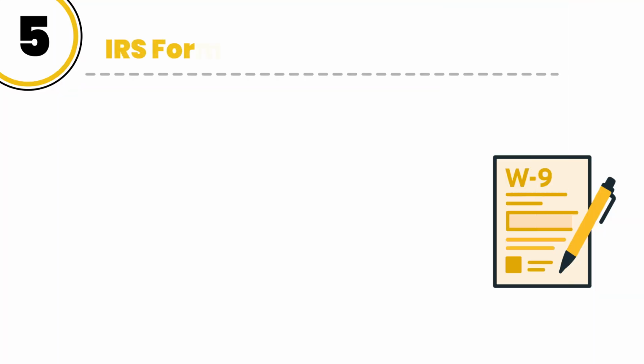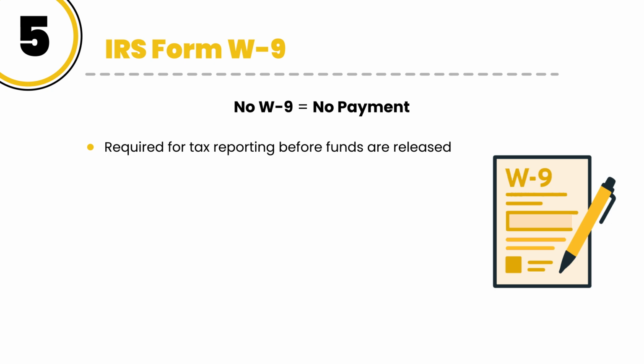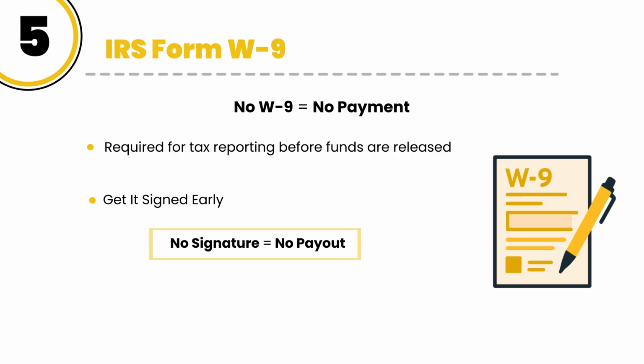5. IRS Form W-9. Almost every county in America requires a completed W-9 before they will issue a disbursement check. It is a tax reporting requirement, and there is no way around it. Get this signed by the former homeowner at the same time you get your contingency contract signed. Trust me, you do not want to wait until you are ready to file, because if you wait and your client becomes hard to reach or changes their mind about cooperating, you are stuck holding a complete claim package that cannot be paid out because of one missing form.